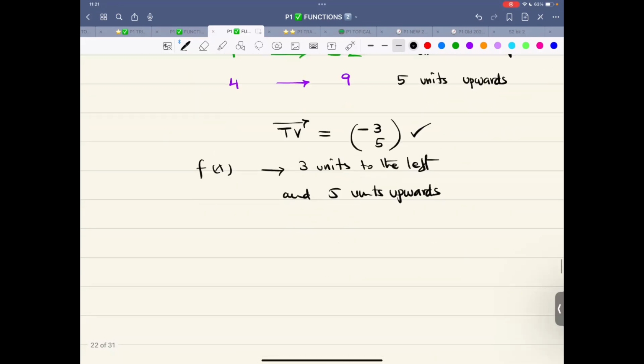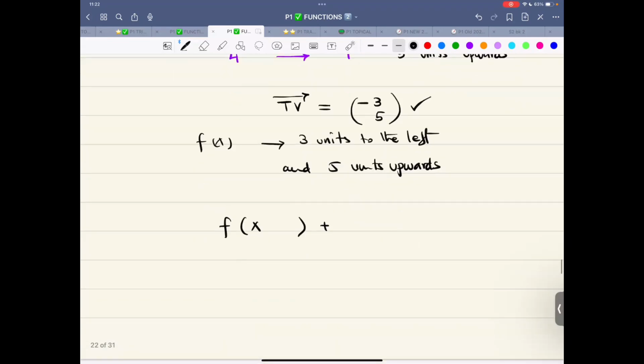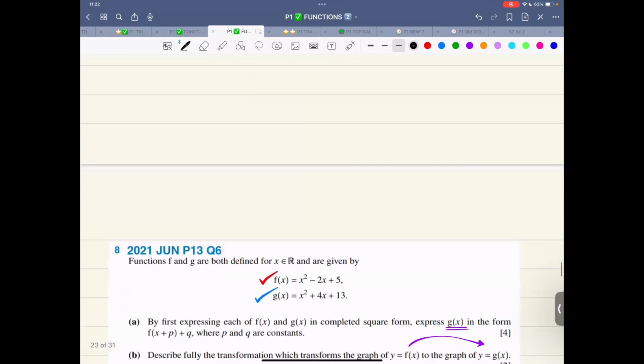And what about the equation? The equation can be like this. So f bracket x something and then something. So it's 3 units to the left. So write a +3, which means 3 units to the left and 5 up.